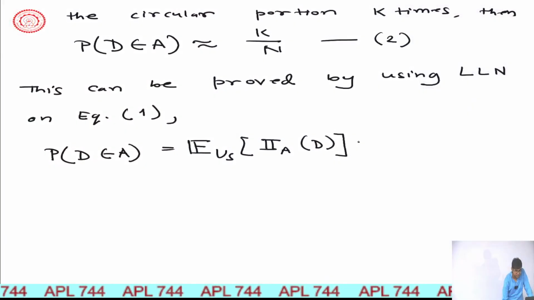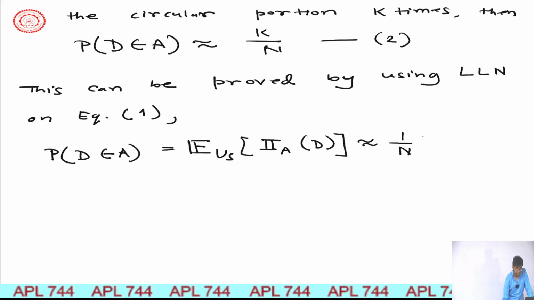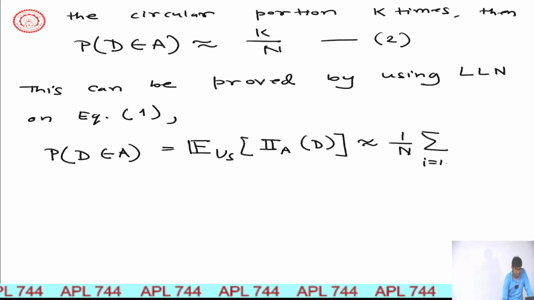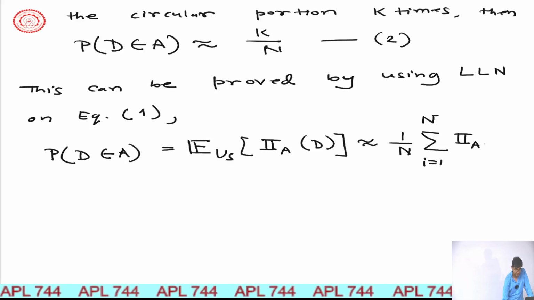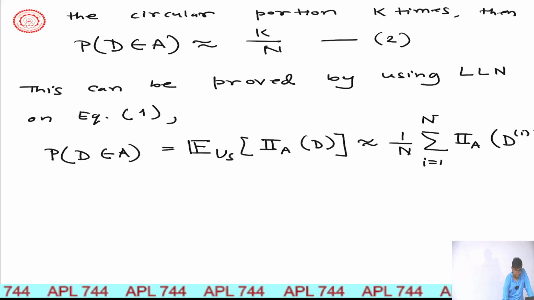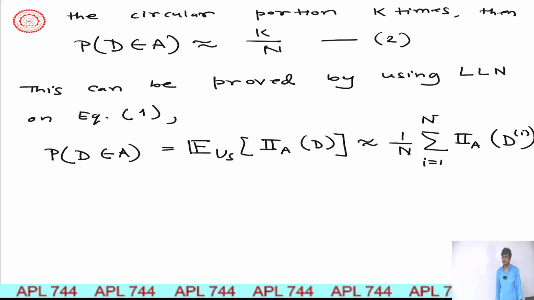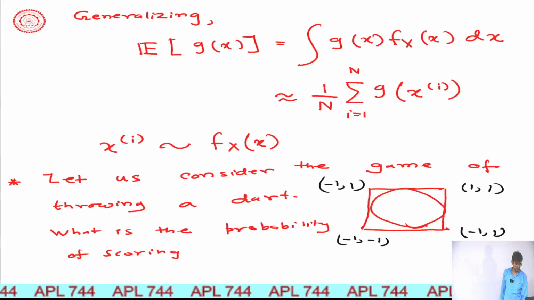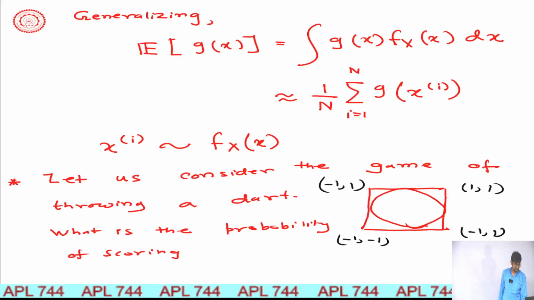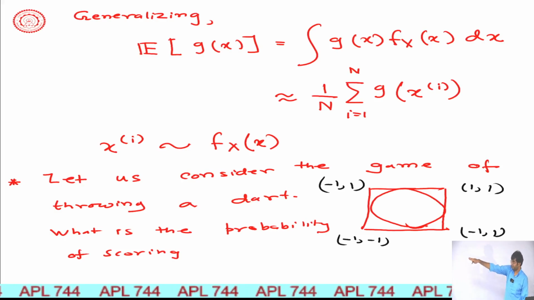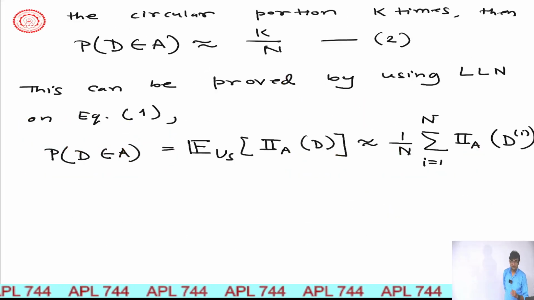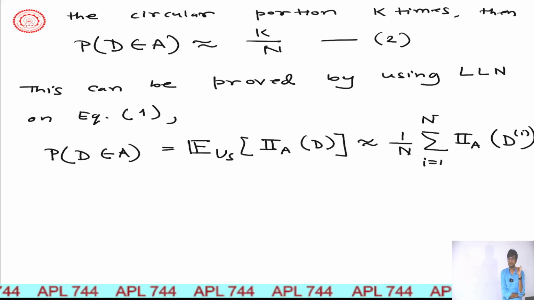So this is equal to 1 by n, summation i equal to 1 to n, I_A(d_i). And this is coming directly from the law of large numbers, if I go back. I have just used the second expression, and that gives me this. So now you tell me, what is that summation equal to?